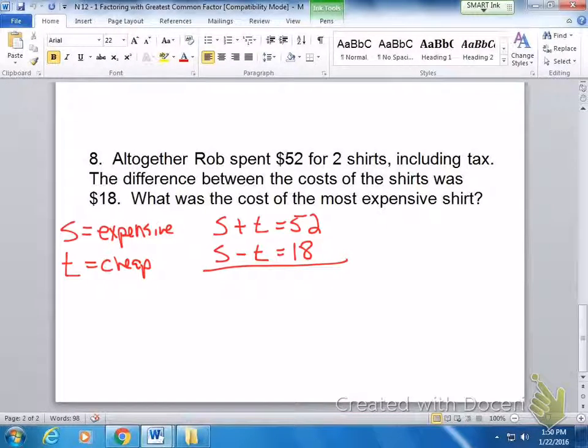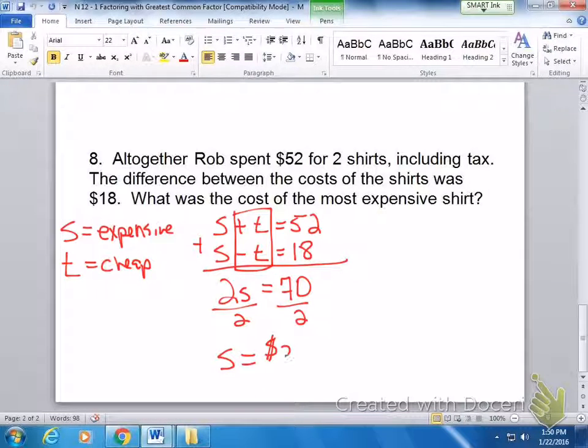Now we can do elimination. Now remember, in elimination, we add up our variables top to bottom, and we want to cancel one out. Well, if I look, the T's are opposites, so they will cancel. So I have S plus S, which is 2S, equals 52 plus 18, gives me 70. I divide both sides by 2, and I get the price of the expensive shirt is $35.